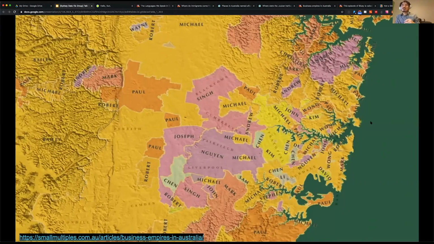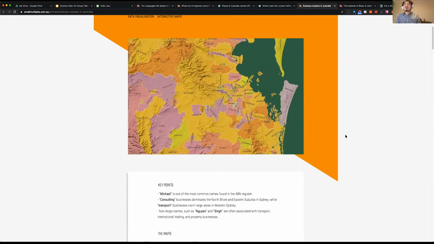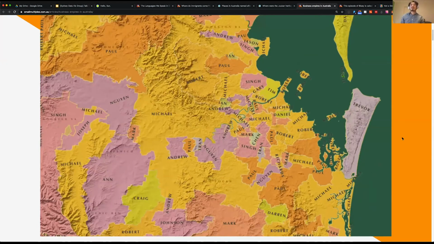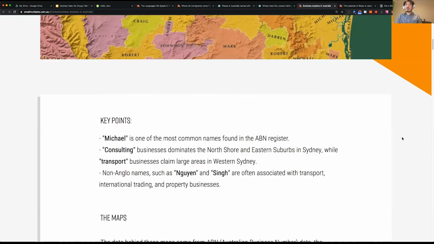Another map, this one's a little bit different. I went and downloaded the ABN data. So whenever you start a business or start a freelance job or sole trader work, you have to register an ABN. Just let me find it. So as we know, immigrants are a very important part of the economy. They come here with very little, and they work hard. They aim to build a better life for themselves and for their children. And a lot of them go into business.